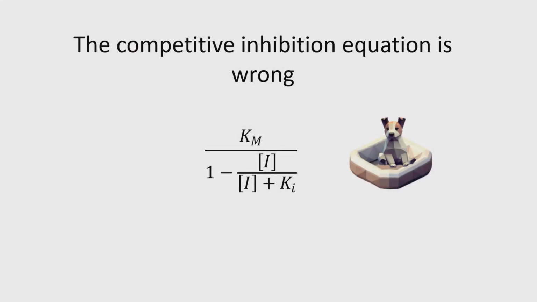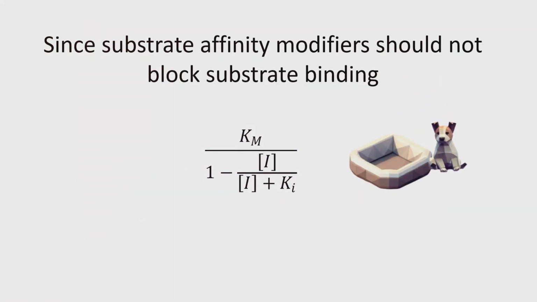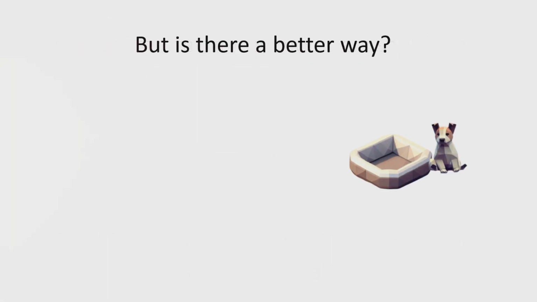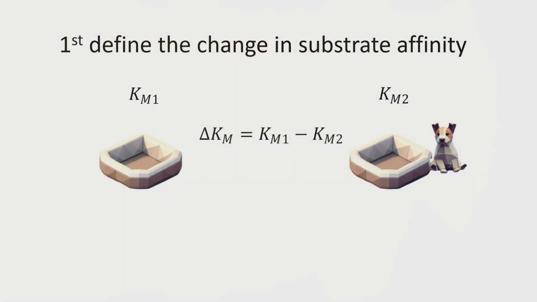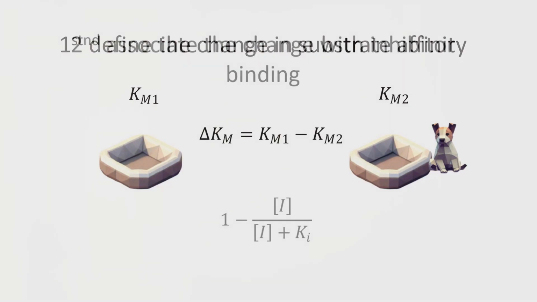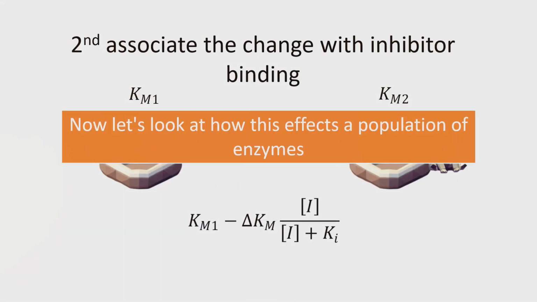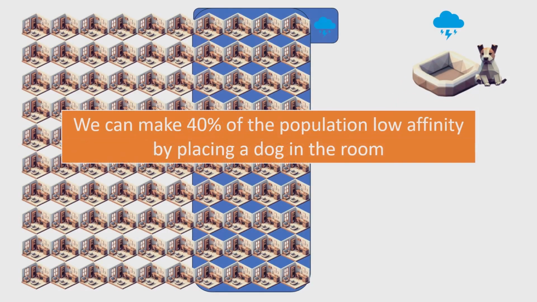So is there a better way to model inhibition? The idea of competitive inhibition is obviously fine. An inhibitor can block the active site of an enzyme by mimicking the substrate. But the competitive inhibition equation does not model changes in substrate affinity in any useful way. Instead of overcomplicating things, changes in substrate affinity can be modeled using an ordinary mass action binding curve where the endpoint is not infinity, but a new value defining the effect the inhibitor has on the substrate affinity.